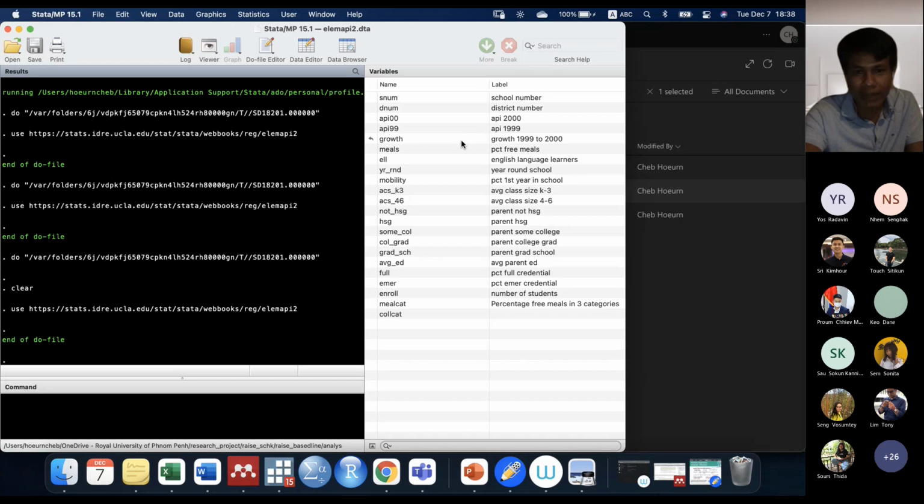And then you can look at the other variables such as ELL. This is English language learner. Meal is the percentage of free meals. YR_RND is year-round school. And then ACS_K3 is the average class size for grade 3. ACS_46 is the average class size from grade 4 to 6. This is elementary school. And this one here is the per capita. I don't know the full name.